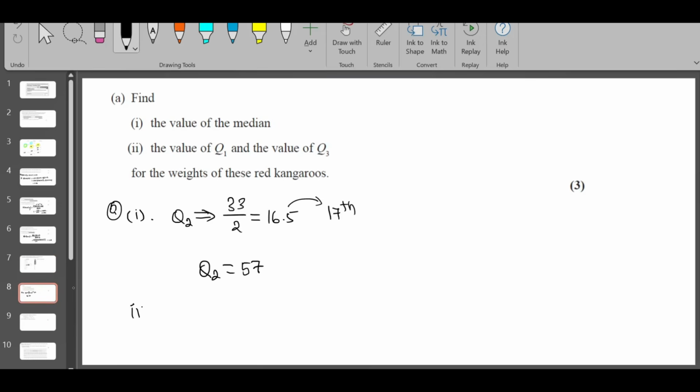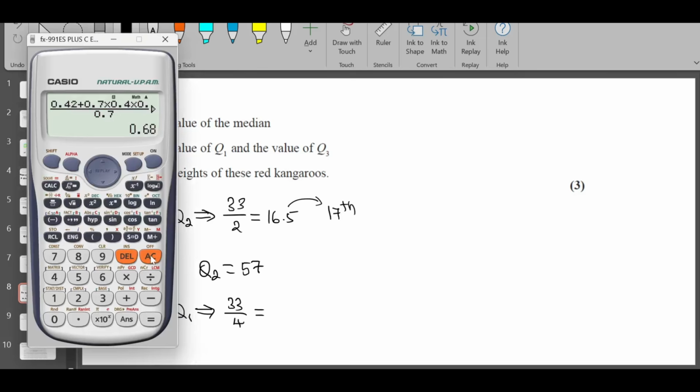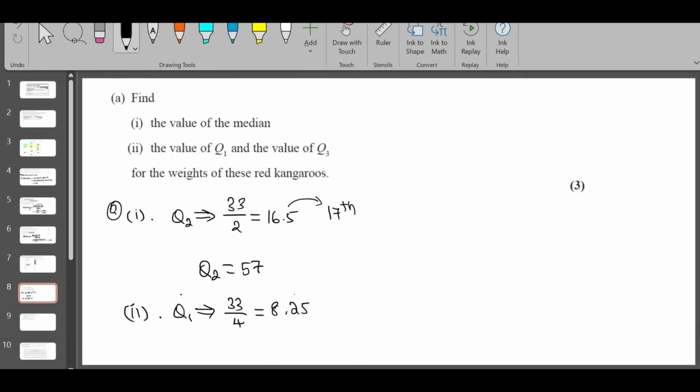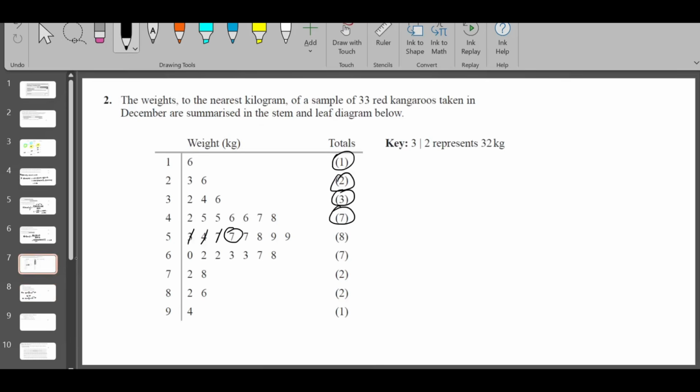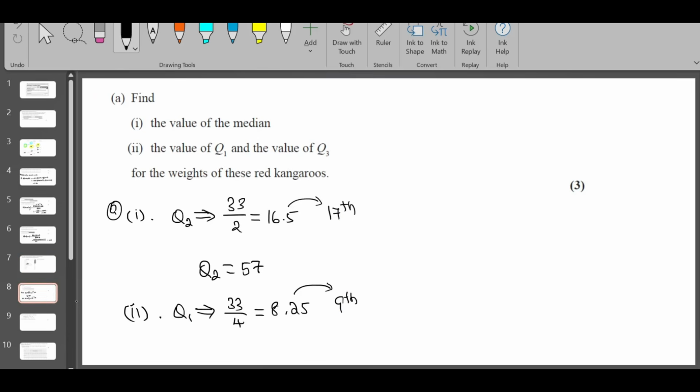(ii) To find the lower quartile Q1, you divide 33 by 4. 33 over 4 is 8.25. So if you get a decimal number, you take the next entry, the 9th entry. That will be Q1. So the 9th entry: 1 plus 2, 3, 3 plus 3, 6, 7, 8, 9th entry, 45 is the lower quartile. Q1 is 45 kilograms, or just write 45.